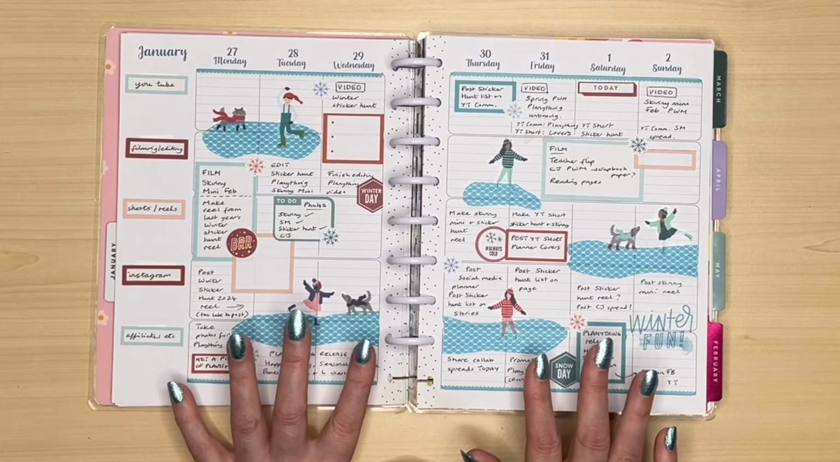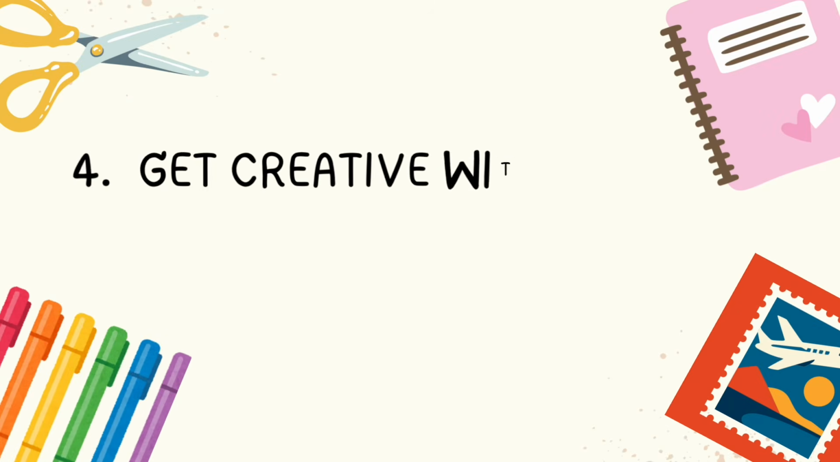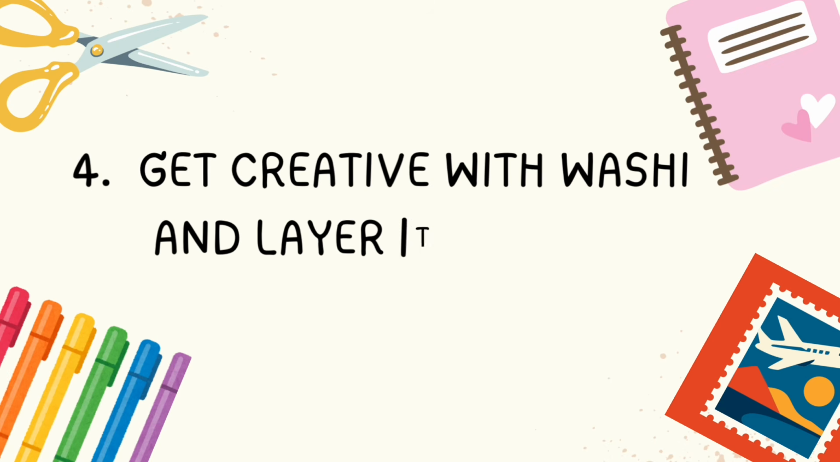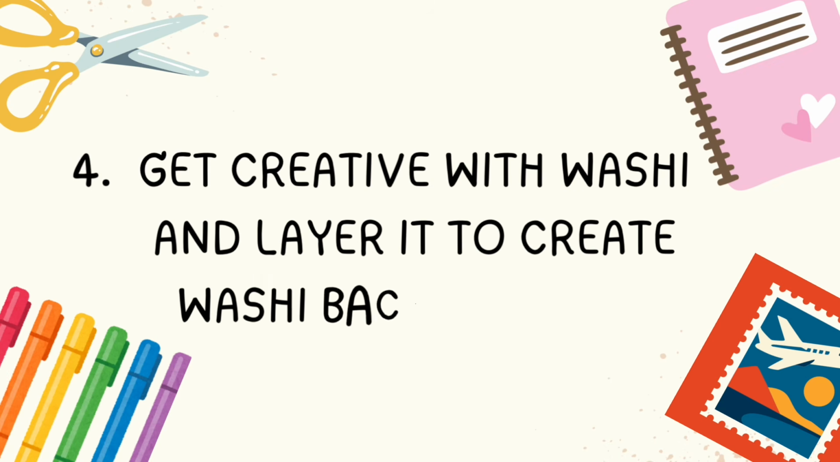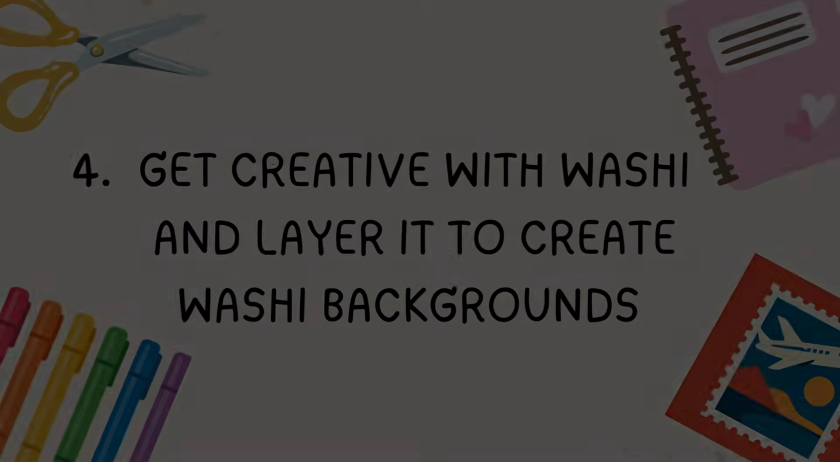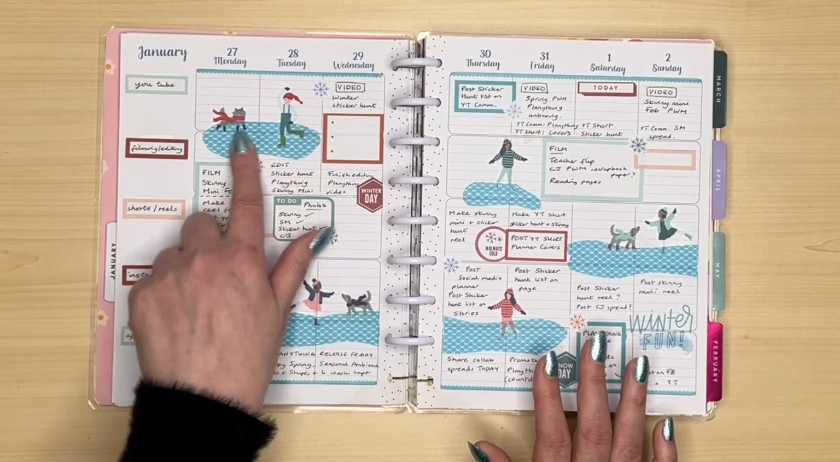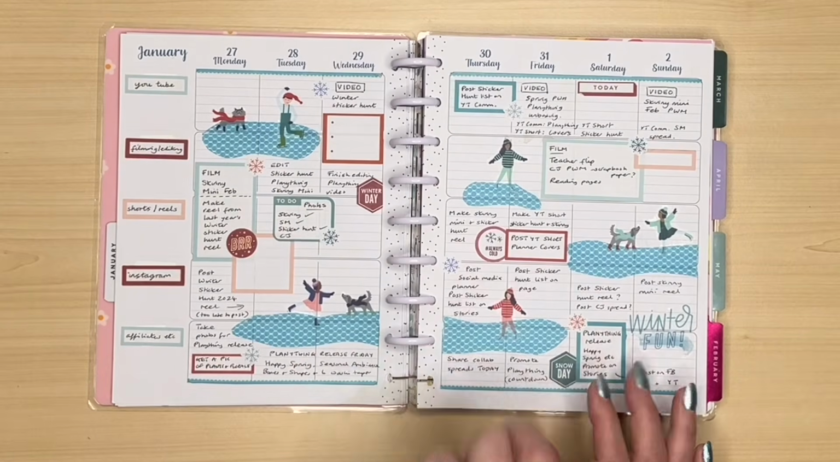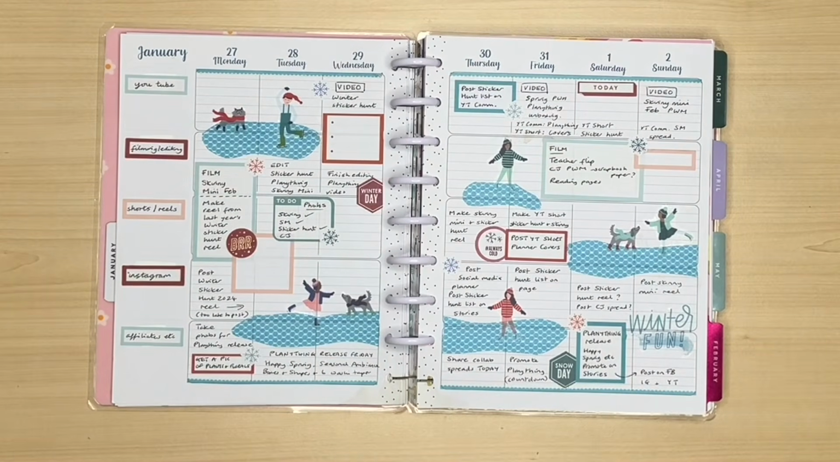Brings me on to my next tip, which is, as well as using washi along the lines, try to be a little bit more creative with it and use it in other ways, such as creating little backgrounds, or as you can see, I've created these little ponds for the characters to skate on.